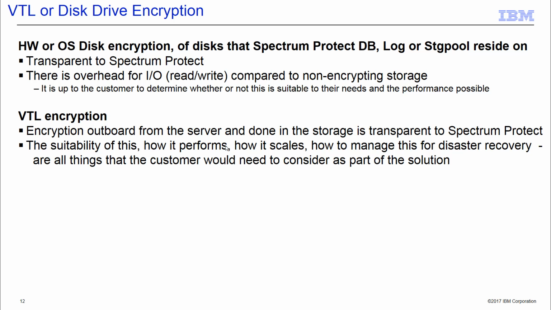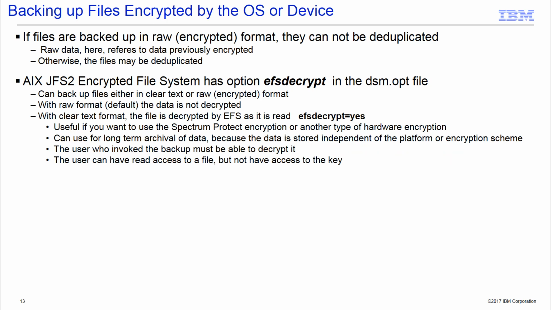If the files that we're looking to protect are going to be encrypted by either the operating system or a device, then we have two options. We can either back those up in raw encrypted format, or we can decrypt them and then back them up. Specifically on the AIX JFS2 encrypted file system, there is the option of EFS decrypt that you can put in the dsm.sys option file, and that allows you to back up either in clear text or raw encrypted format. If you decide on the encrypted raw format, then the data will not be decrypted.